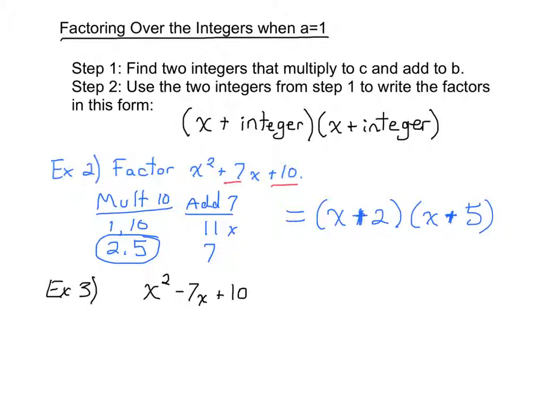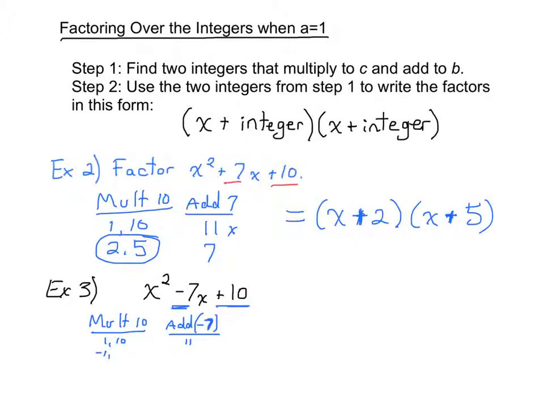In example 3, we're going to factor x squared minus 7x plus 10. We need two numbers that multiply to positive 10 and add to negative 7. So we start looking at factors of 10. 1 and 10 multiplies to 10, but 1 plus 10 adds to 11. Well, because we need to add to a negative number, let's try some negative factors.